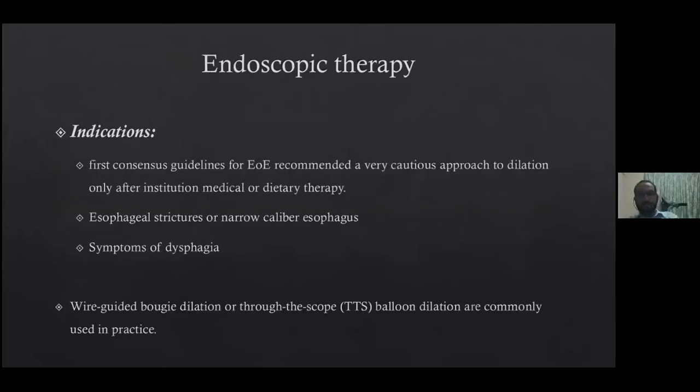Endoscopic therapy. Indication: the first consensus guideline for eosinophilic esophagitis recommended a very cautious approach to dilation, only after institution of medical and dietary therapy. Esophageal stricture or narrow caliber esophagus, or symptoms of dysphagia, are other indications. Wire-guided bougie dilation or through-the-scope balloon dilatation are commonly used in practice.